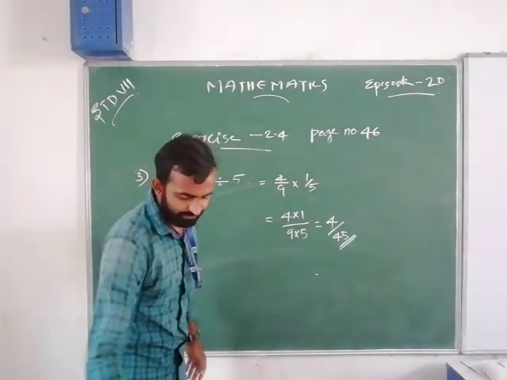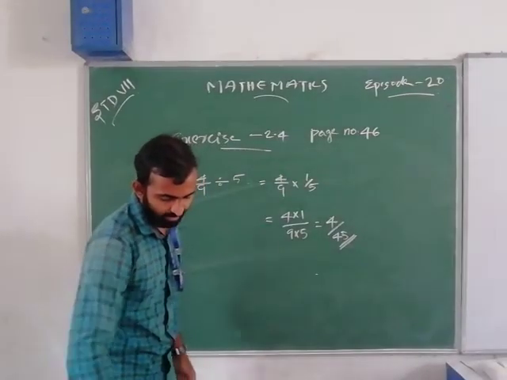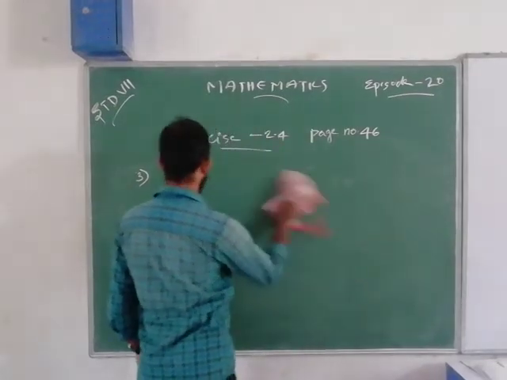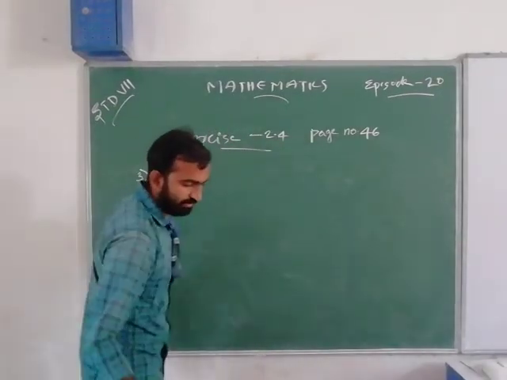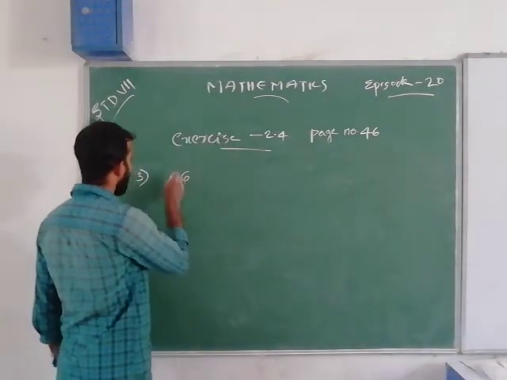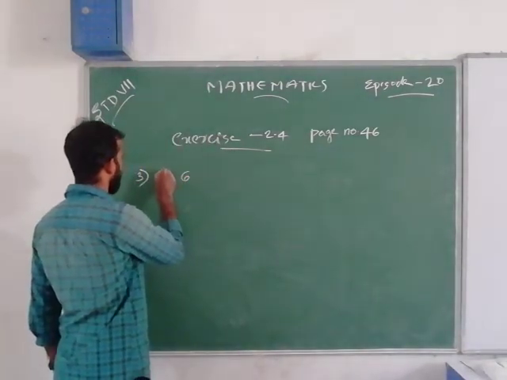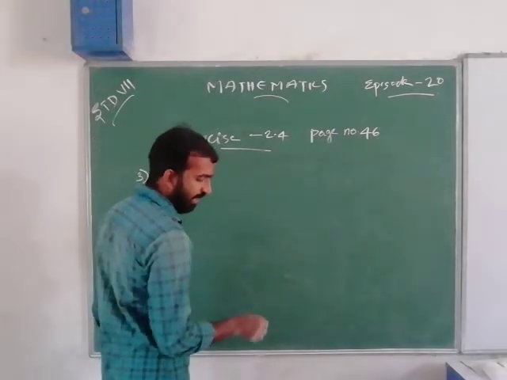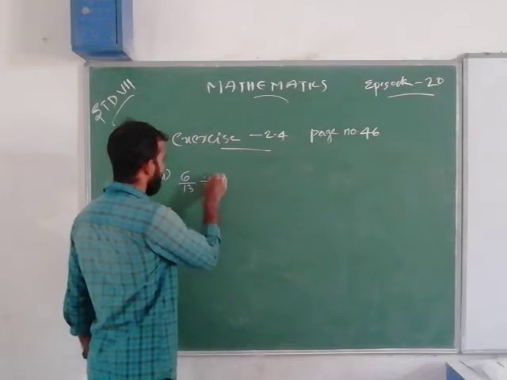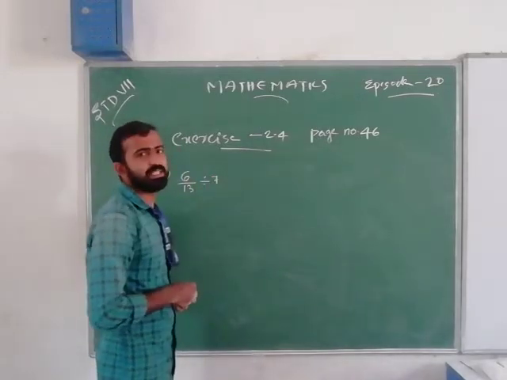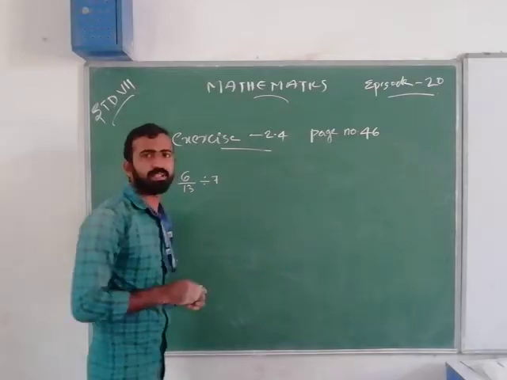And what is the next one? Third question. What is our third question? 6 by 13 divided by 7. Then what is the answer?